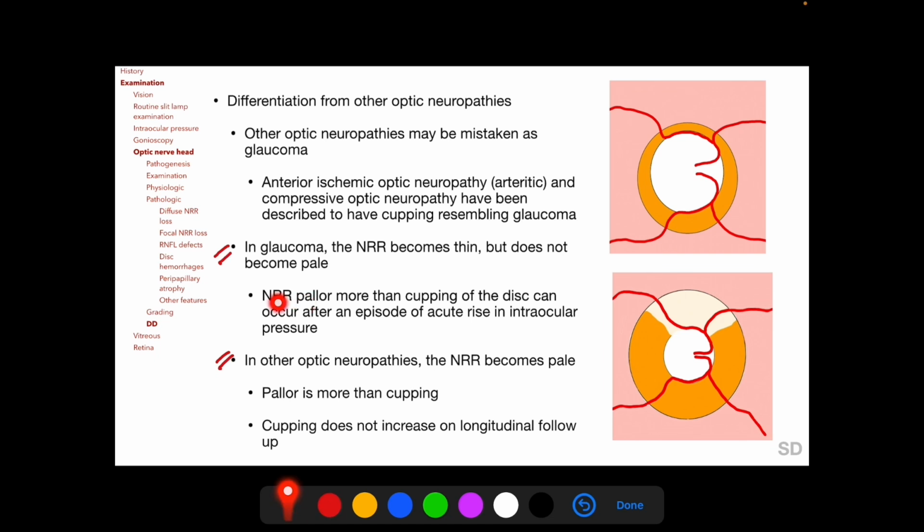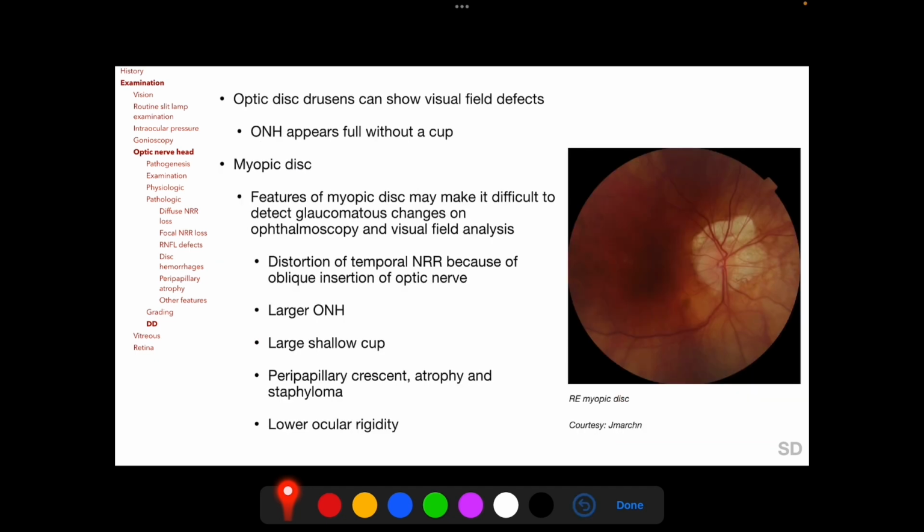However, pallor of neuroretinal rim can occur in a few cases of glaucoma after an episode of acute rise in intraocular pressure, such as following an acute attack of angle closure glaucoma. Optic disc drusen can show visual field defects resembling visual field defects of glaucoma, but with optic disc drusen, optic nerve head appears full without a cup.